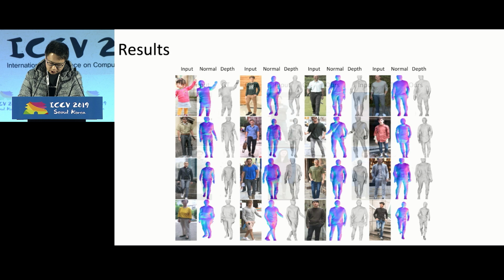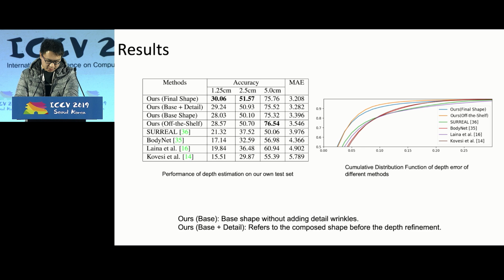The middle columns are the normal maps predicted by our normal net. And from the table, we can see that our method also achieves the lowest error. And the CDF curve shown on the right shows that the curve of our method is also on top of the others.